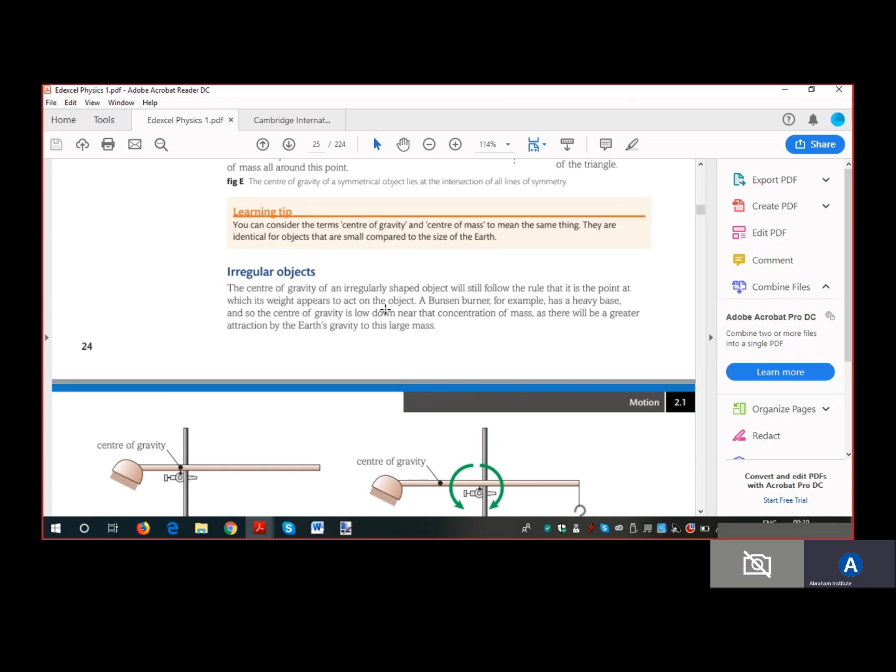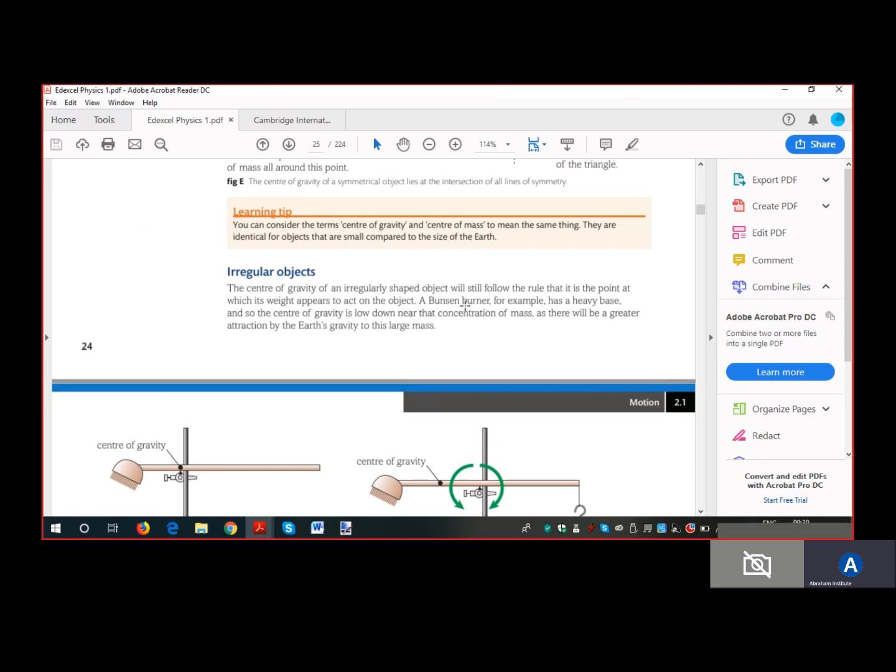The lower the center of gravity, the more stable the object is, and the larger the base area of the object, the more stable the object is. So when we want something to be very stable, we have to have its center of gravity very low. For example, a Bunsen burner will not topple easily because its center of gravity is very low. It's close to the bottom of the object, and it has a large base area. So that makes the Bunsen burner very stable.